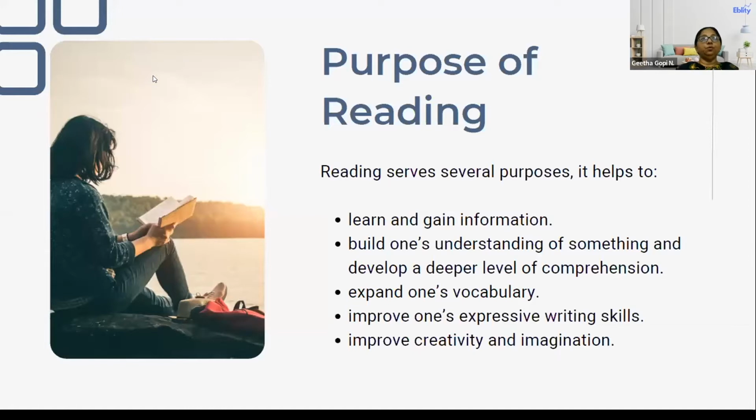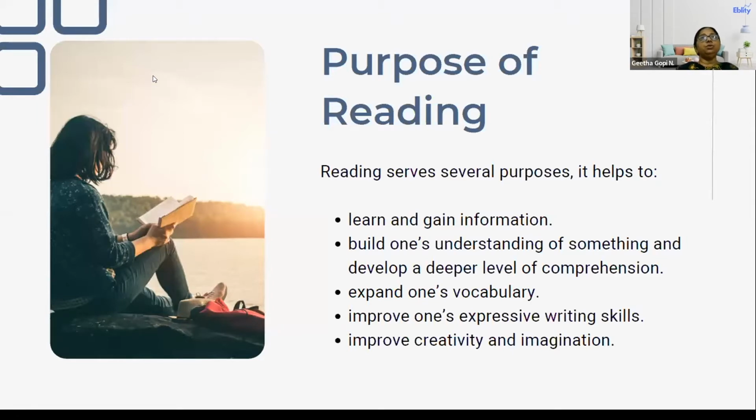For example, if you want to put your thoughts in the form of writing and communicate your thoughts in the form of writing, reading is something that leads into not only understanding a particular topic and developing the vocabulary, but finally it leads its way into better writing skills. On top of all this, it improves creativity and imagination.